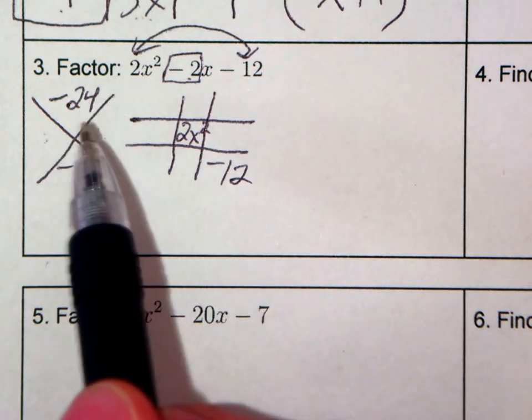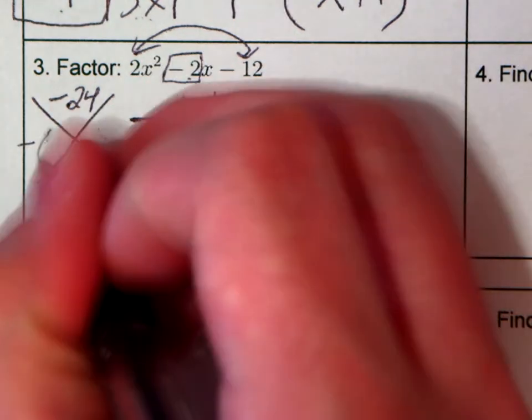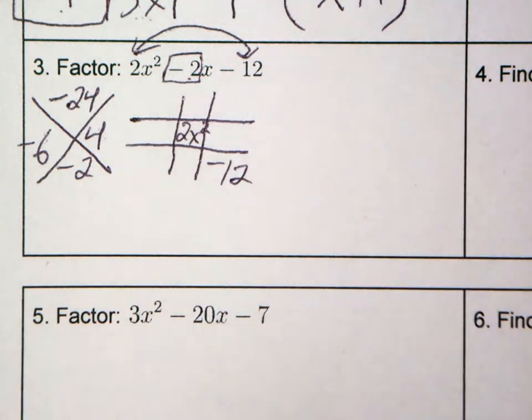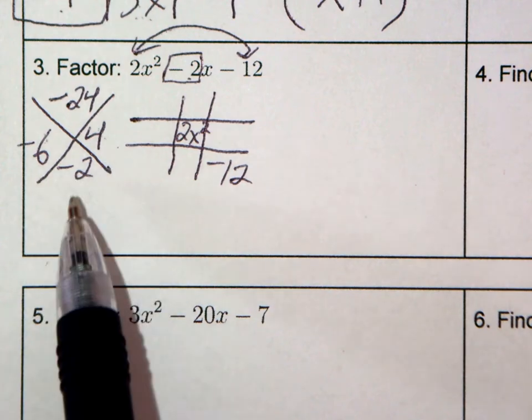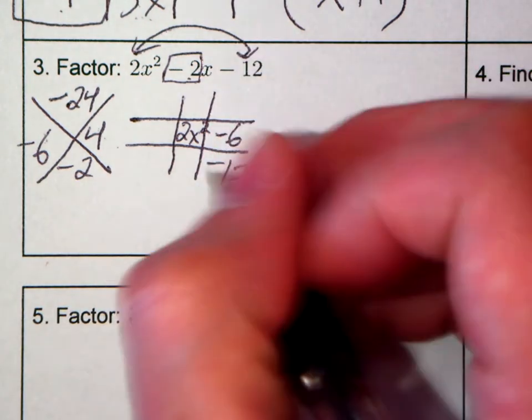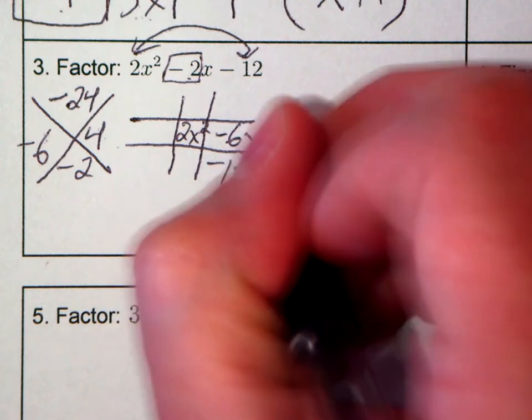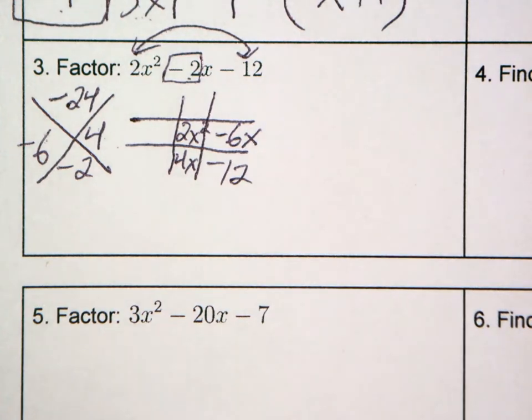It turns out if you take negative 24 divided by 4, you'll get negative 6. If we use the two factors, negative 6 and 4, they multiply to make negative 24, and they add together to make negative 2. When I put them in the box, I'm not going to write it as negative 6 and 4, though. I'm going to write it as negative 6x and 4x.